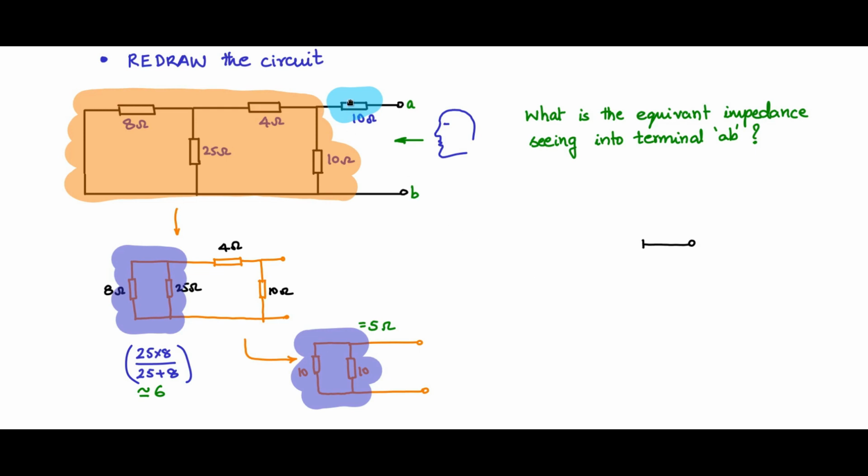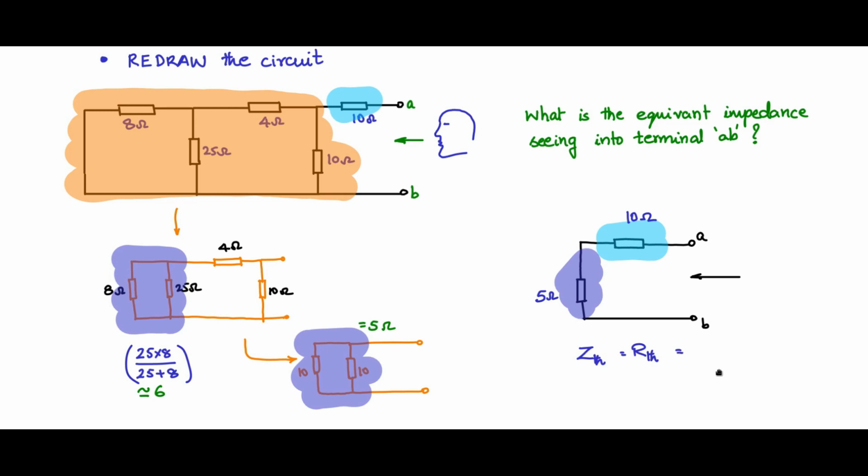So we can draw this taking this and this into account. You have a 10 ohm and a 5 ohm which comes across the AB terminals seen from this angle. So this is 10 ohm and this is 5 ohm. So totally you get 15 ohms. The Z Thevenin or the R Thevenin in this case, because it's only resistance, is 15 ohms. So this is the Thevenin impedance.